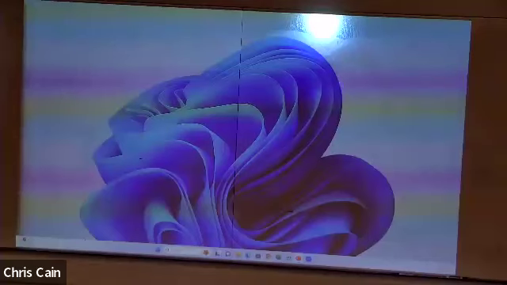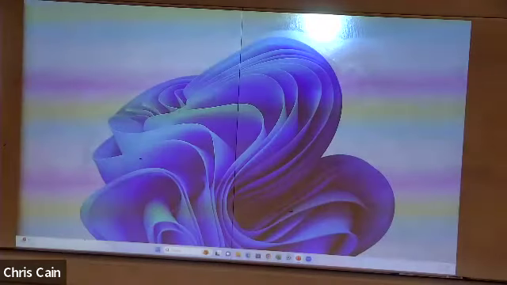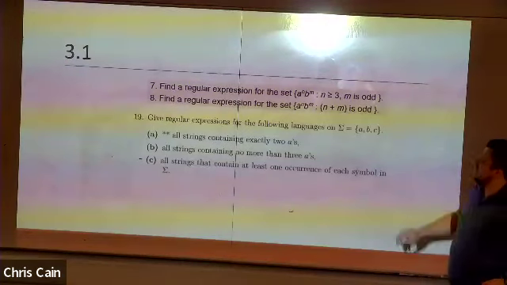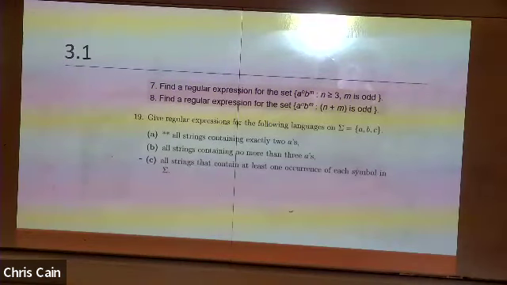Right, so that clarification. Then we had a last few problems that we were going over. So we are going to take a look at number 19 and get a little bit more experience with regular expressions. So 19A, regular expression for the following languages on ABC. And A says all strings containing exactly 2 A's.